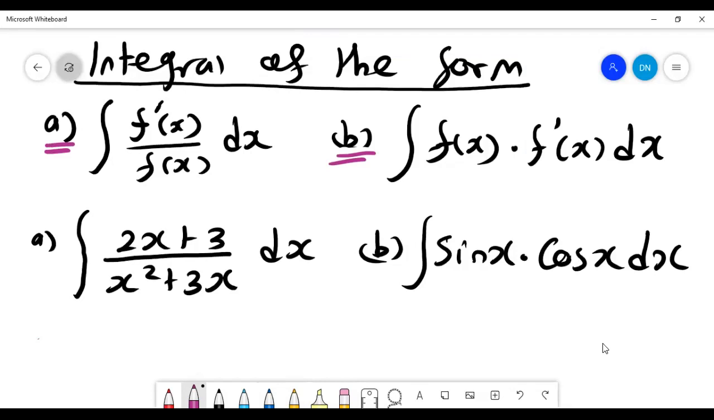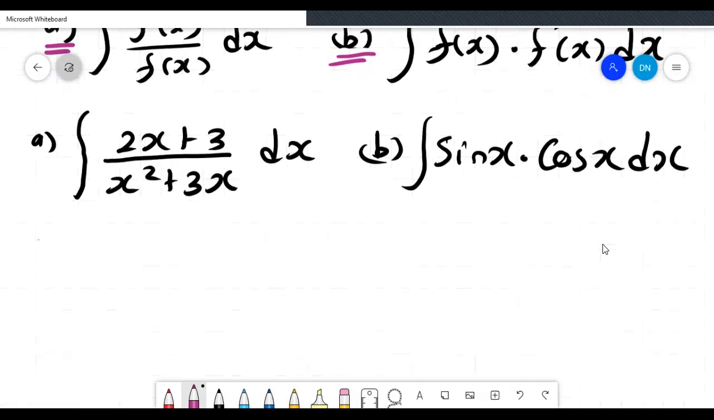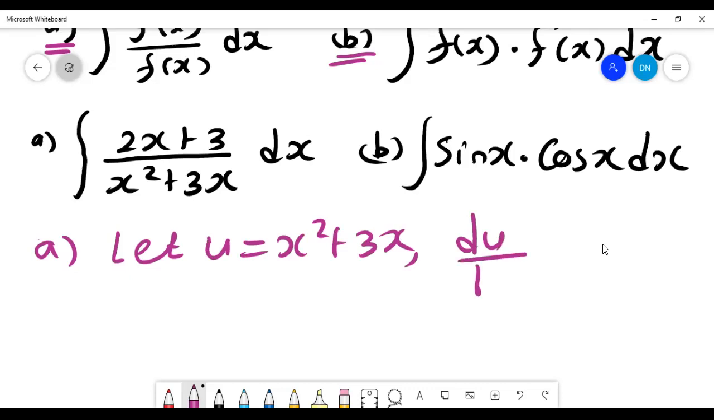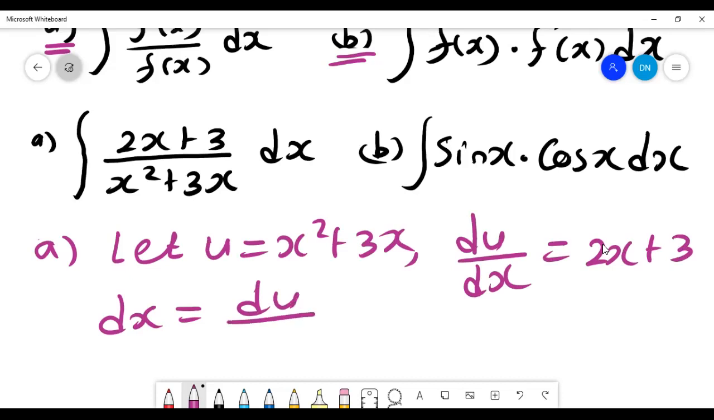I'll start with our first example: 2x plus 3 divided by x squared plus 3x. So in the first form, I let u equal x squared plus 3x. Then I have du over dx equals 2x plus 3. And therefore, I make dx the subject of the formula, and that's what I get.